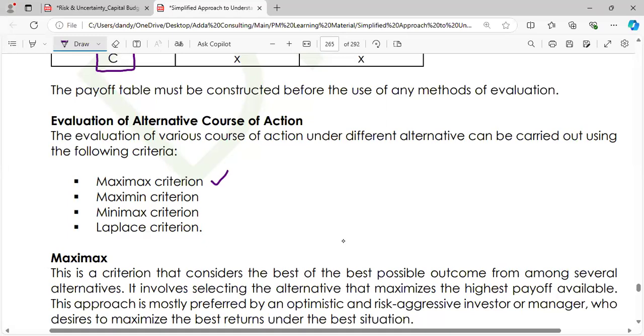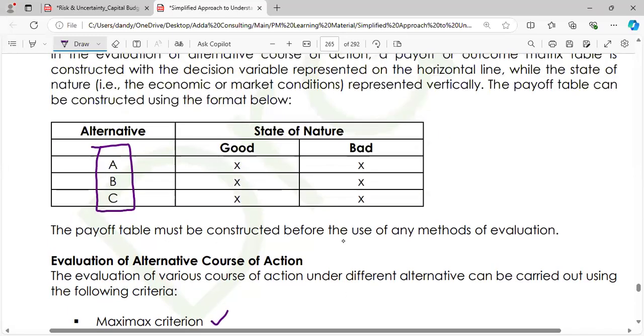So in that case, under the Maximax criterion, what are you supposed to do? For the payoff table that you have constructed, using Maximax, the first step is to select the highest, the maximum expected value in each of the rows.